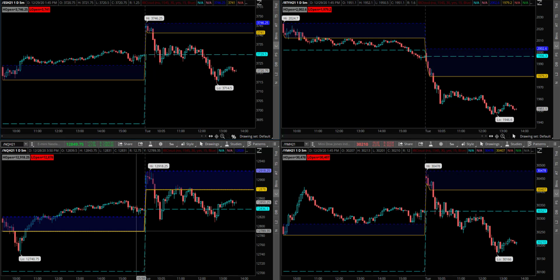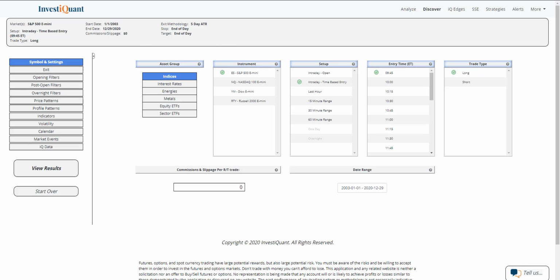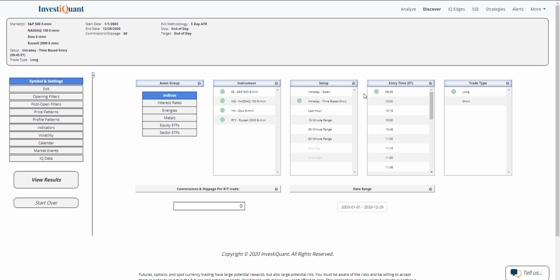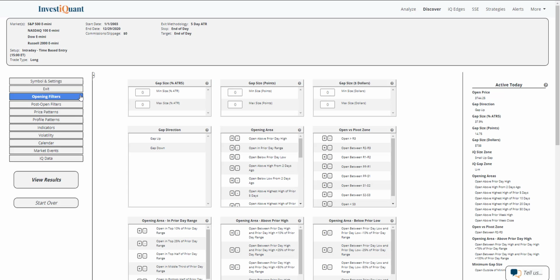But what I want to do this afternoon is take a quick look at what has happened when you get this weak type of price action following a 52-week high close. So let me go ahead and set this up and discover, looking at all 4 instruments. We're going to use an intraday time-based entry of 3 p.m. Eastern Time. It'll exit at 4:15 p.m. Eastern Time, which is the close of regular trading hours.